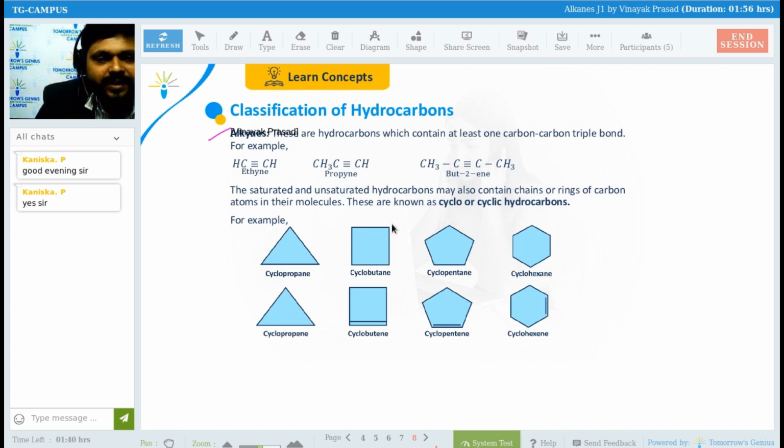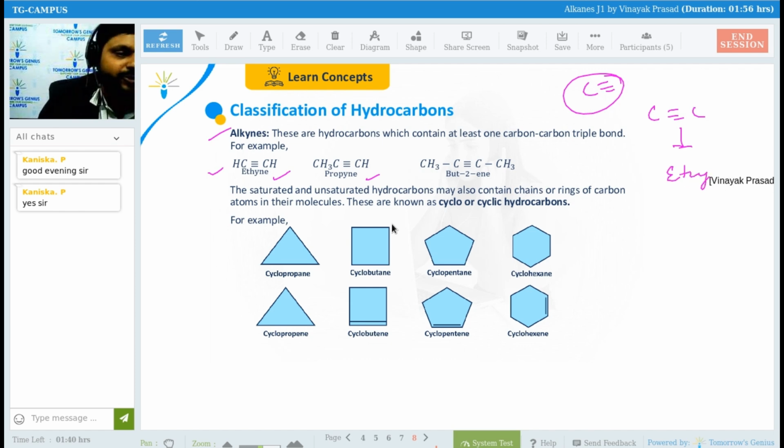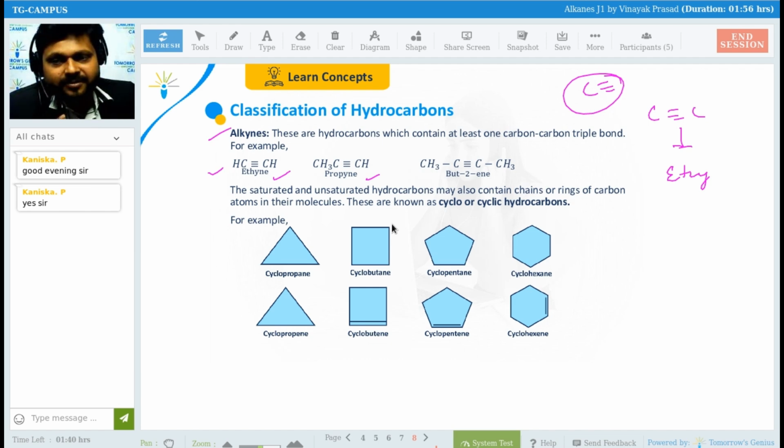So alkynes, we have seen the triple bond, propyne, ethyne. Ethyne is possible, but methyne is not possible. We cannot make a triple bond between carbon and any hydrogen. So carbon and carbon triple bond must be there, then only it will be ethyne. So alkyne group and alkene group will start at least from 2 carbons. Is it okay? Yes? Is it okay, everyone? Now, come to the next point.